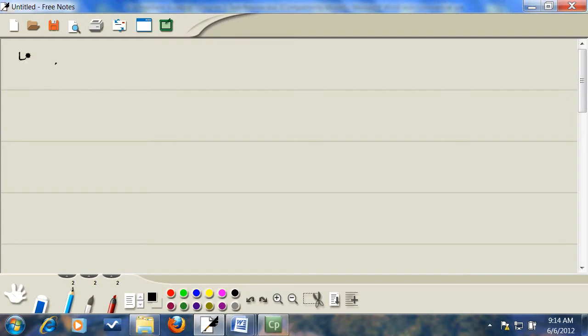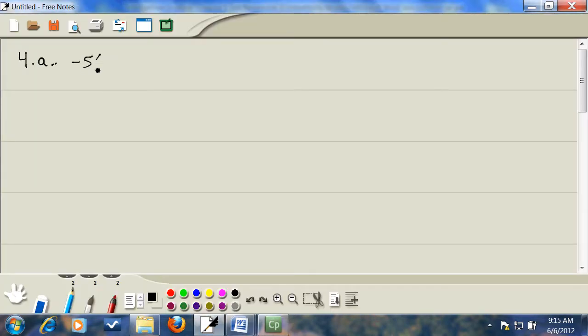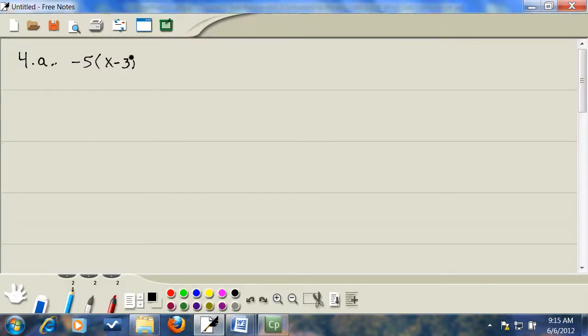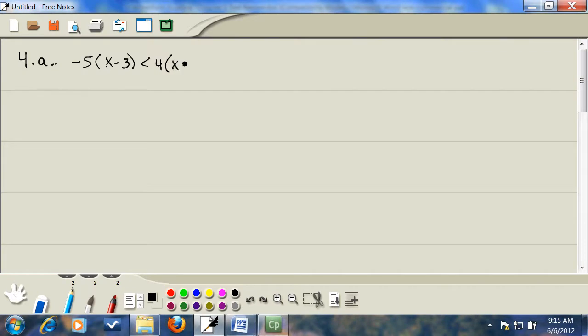4a. We got negative 5 times x minus 3 is less than 4 times x plus 2 and minus 7. First step, get rid of parentheses. Here we got a negative 5 in front of the parentheses. We're going to take that and multiply times the x and times the negative 3. And here we'll take this 4 and multiply times the x and times the 2.